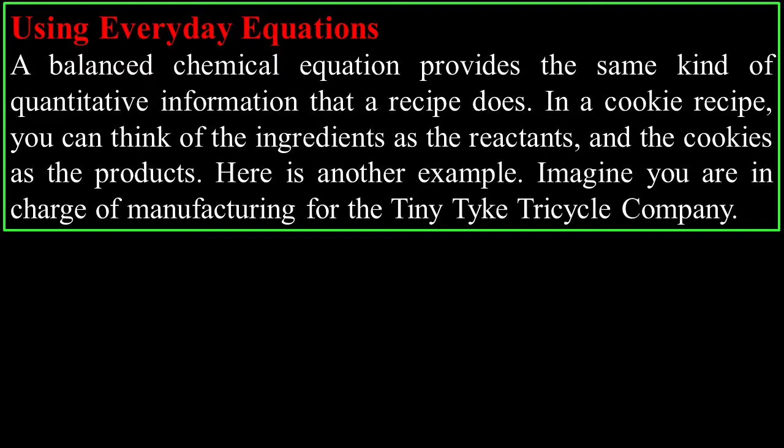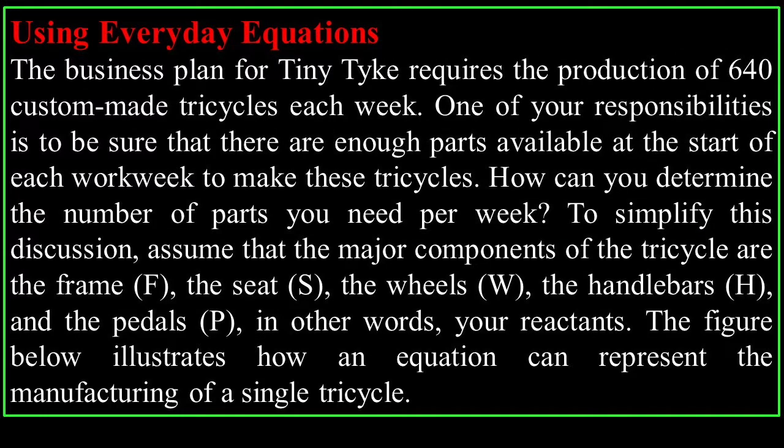A balanced chemical equation provides the same kind of quantitative information that a recipe does. In a cookie recipe, you can think of the ingredients as the reactants and the cookies as the product. Here's another example. Imagine you are in charge of manufacturing for the Tiny Tike Tricycle Company. That's far too many T's to be used at one time.